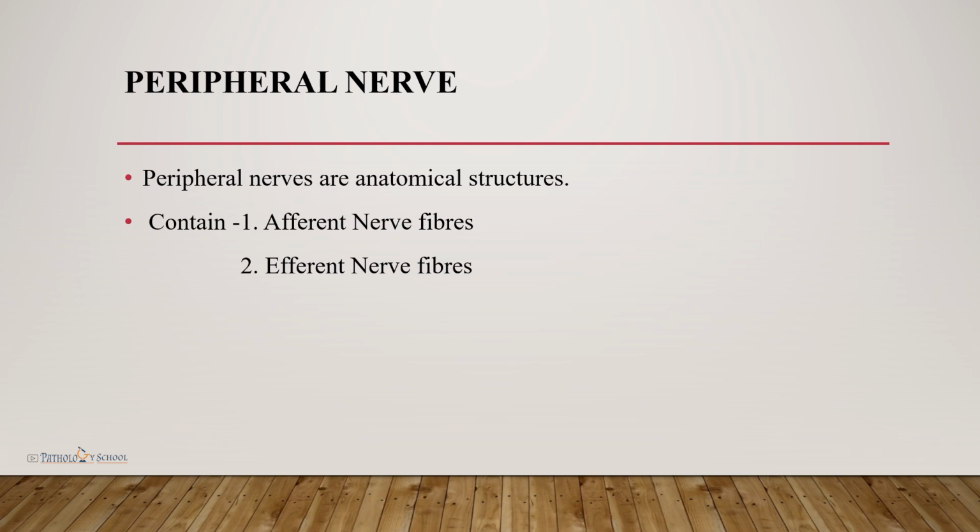Now we will move toward the actual peripheral nerve. Peripheral nerves are anatomical structures which contain afferent nerve fibers which transmit the impulse from periphery to the central nervous system, while the efferent nerve fibers transmit the impulse from the central nervous system to the periphery.